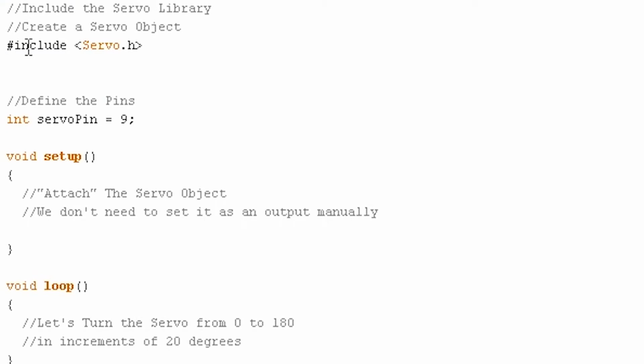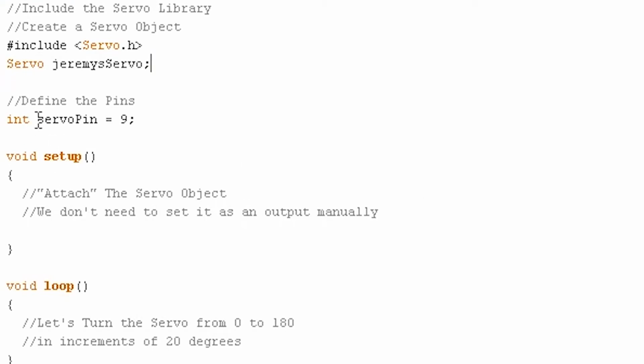After we include the files that will allow us to interact with the servos, we'll need to make a new servo object that we can control. To do that, you type Servo and then whatever you want to call your servo. I'll call this one Jeremy's servo. This is creating a new object called Jeremy's servo of type Servo. Now we can do stuff to that.